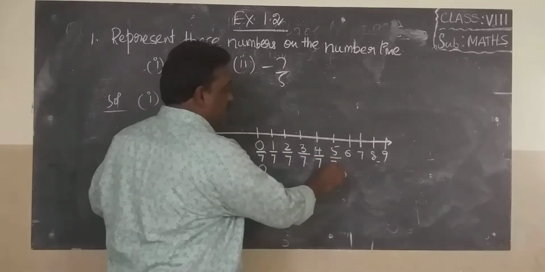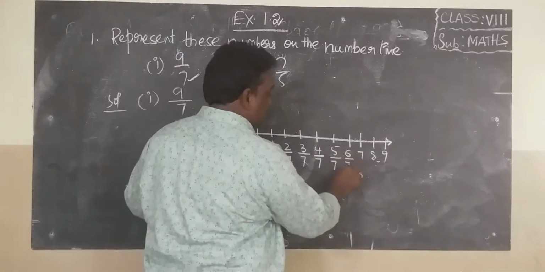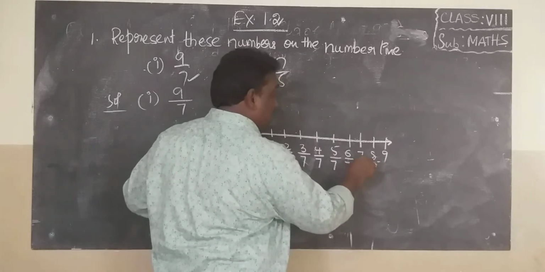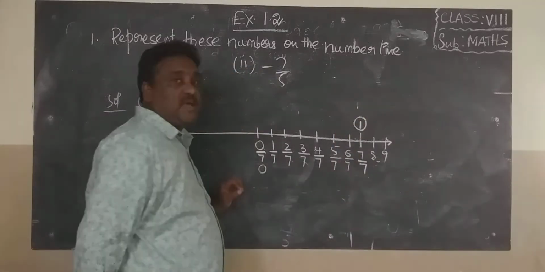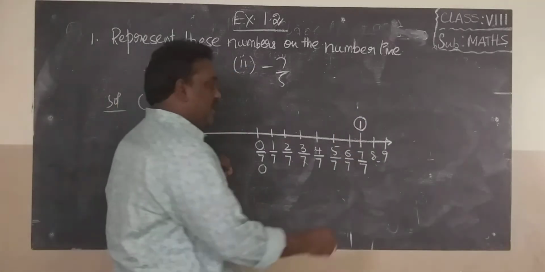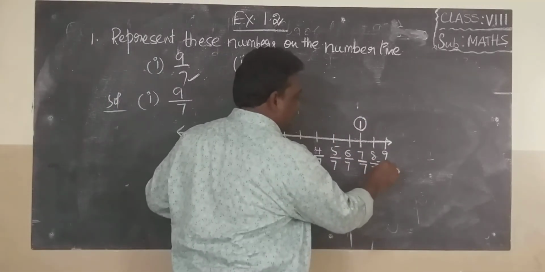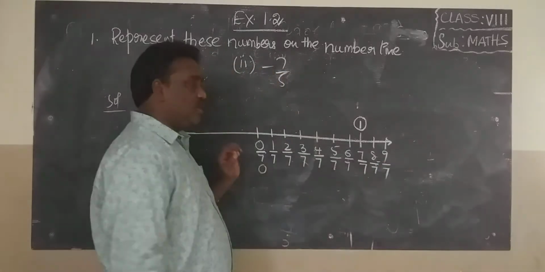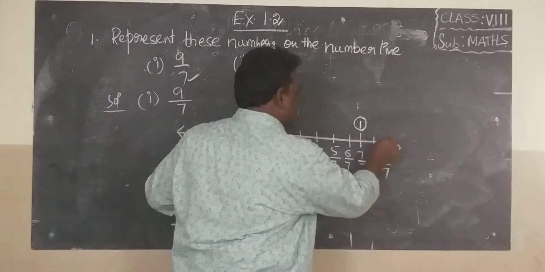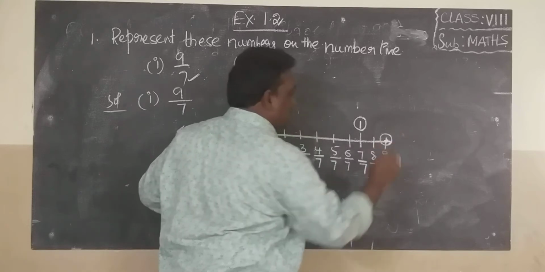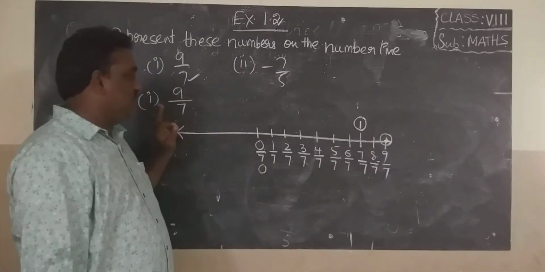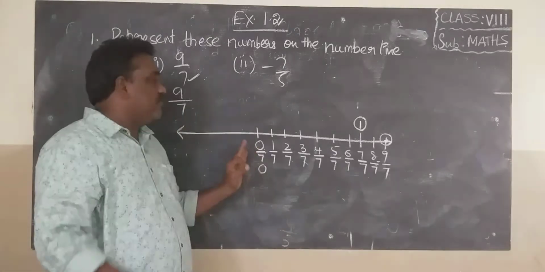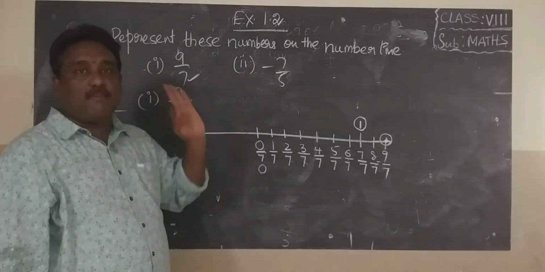Next one, 5 by 7. Next one, 6 by 7. Next one, 7 by 7, it is 1. This is 1; 7 by 7 means it is 1. Next one, 8 by 7. Next one, 9 by 7. So there the problem ends. Keep a dot there and circle it. That point is known as 9 by 7 on the number line. So this is the representation of 9 by 7 on the number line.